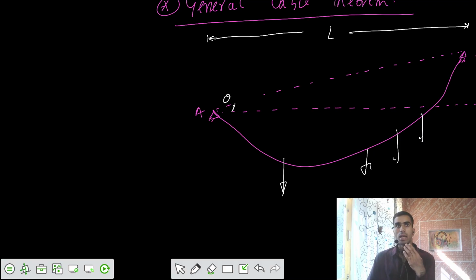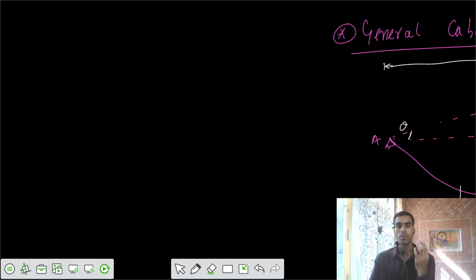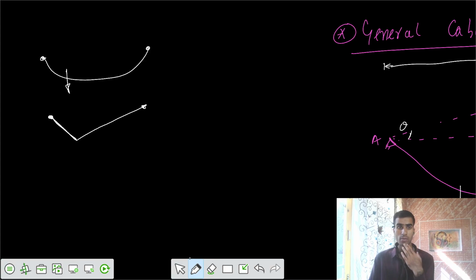If there are a few point loads, initially the segment would have been in this way, hanging under its self weight. But if you are applying a particular load at that location, from this support to this point we can join them by a straight line, and after that we can have it in this fashion. This is the profile it develops because of concentrated loads.